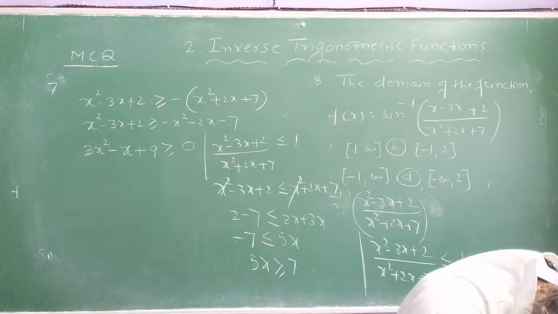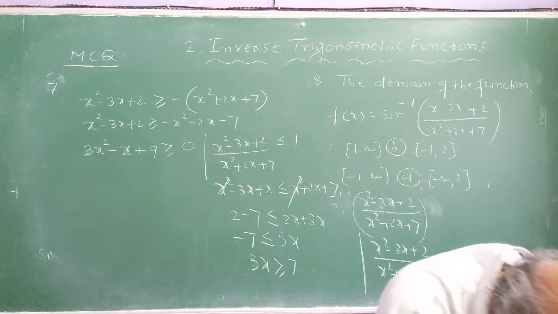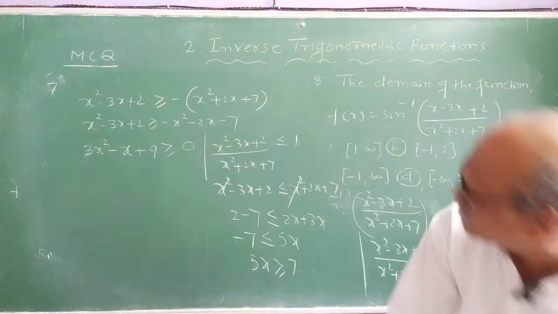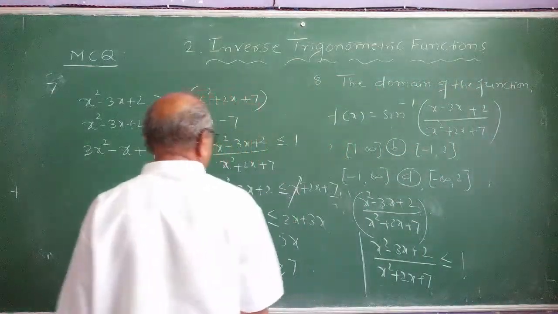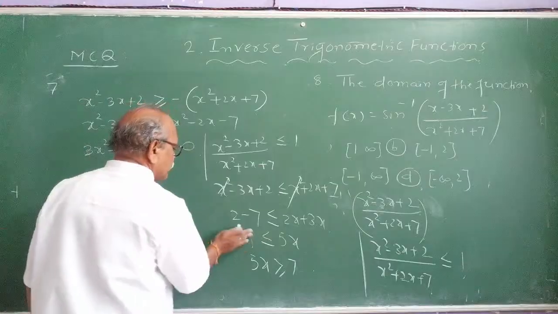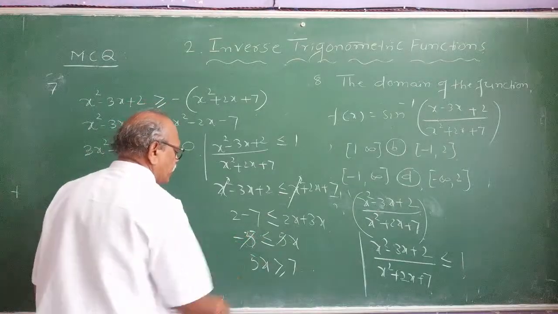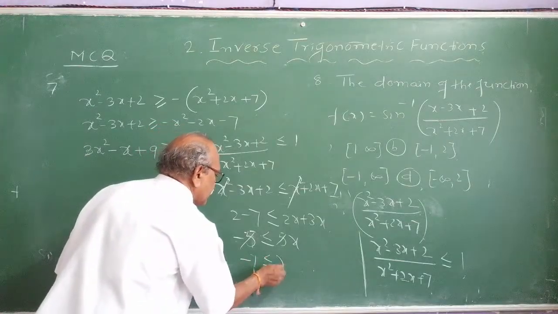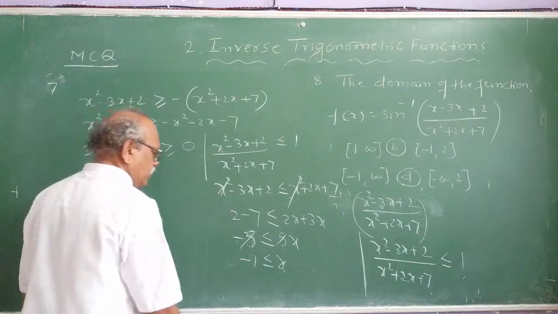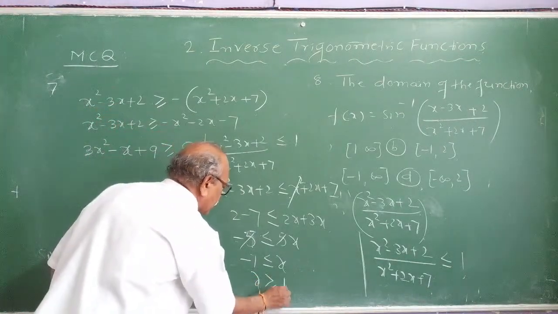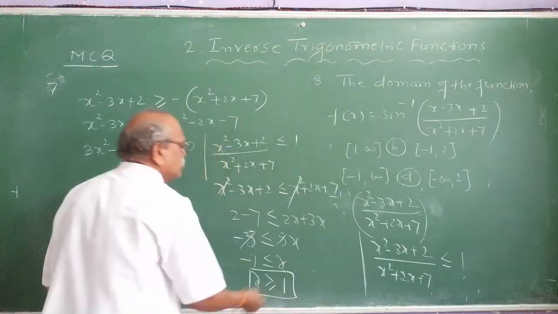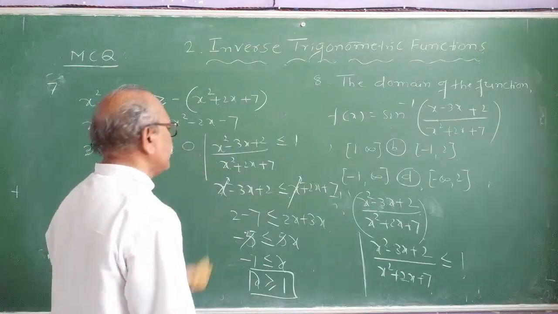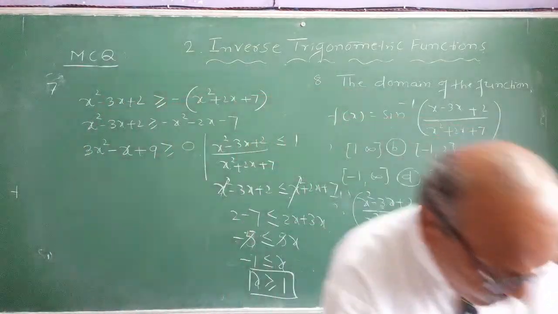Solve it. x square minus 3x, x square minus 3x plus 2, x square 2x plus 7. 2 minus 7, sorry, 2 minus 7 is 5. 5 cancels, right? Minus 1 is less than or equal to x. Means x must be what? Greater than or equal to 1. Means value will be here. 3x square plus x minus 10 is greater than or equal to 0. Solve it. What is the value of x you can get here?